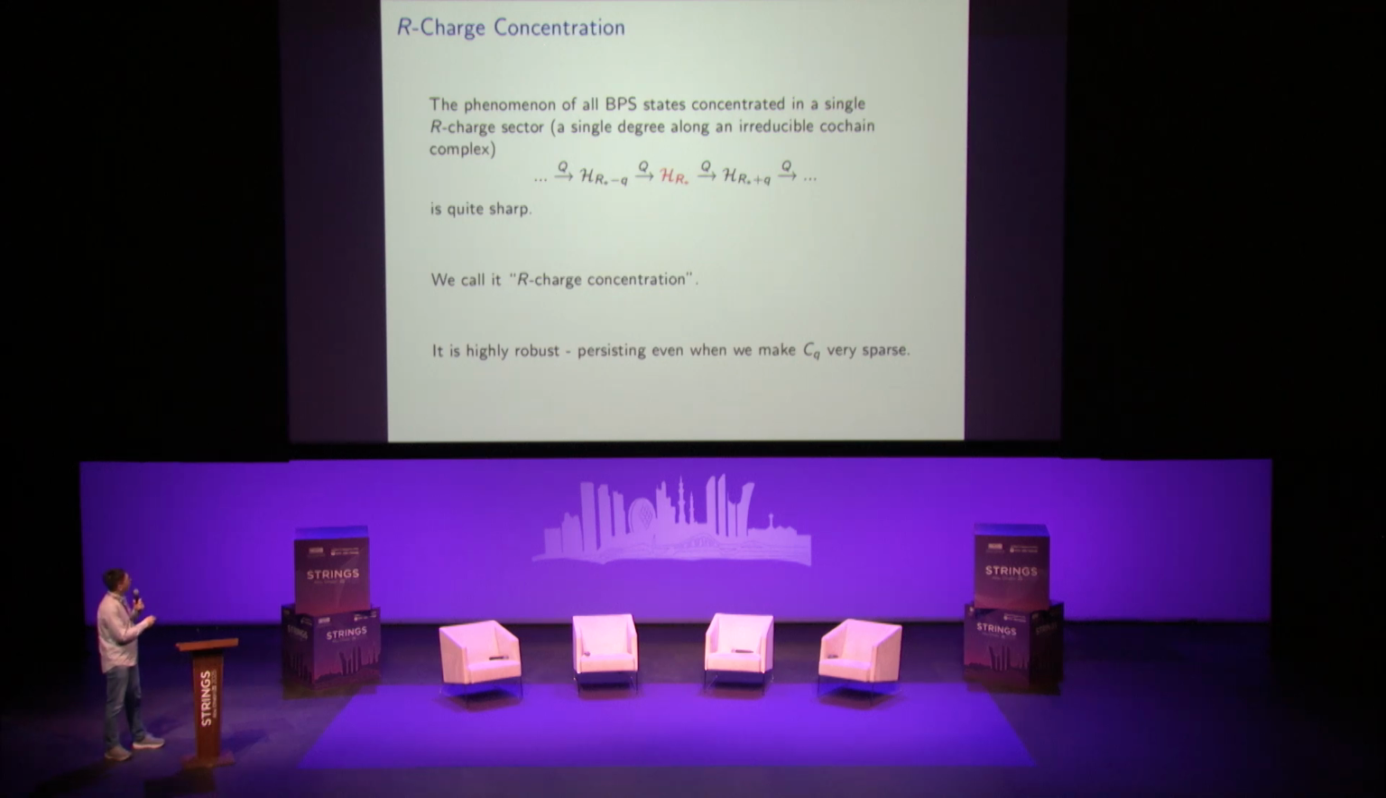Now this phenomenon of all the BPS states being concentrated in a single charge sector, we think is quite sharp, so we made a name for it. We call it R charge concentration. In SYK models, it turns out to be a highly robust feature. You can try to defeat this feature by making the couplings non-generic, for example by making them very sparse, pruning the couplings such that they only have a small number of non-zero components. But it turns out that for the R charge concentration to fail, you basically need the couplings to be vanishing. We quantify this in our paper more explicitly. So it's a very robust feature.